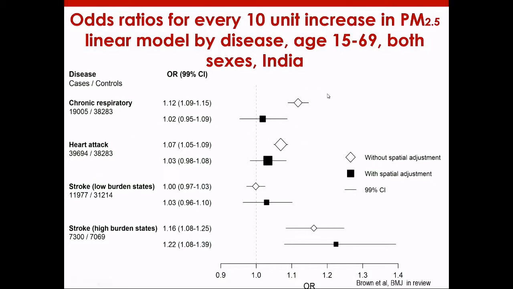And the conclusion is that chronic respiratory disease does seem to have an excess, but not when you take into account that it's also spatially clustered in the same places as in the north. Heart attack is a modest risk, but even more modest once you take into account the spatial clustering. And stroke has a very interesting pattern. Really no association of particulate matter with stroke in the low burden states, but in the high burden states, there is an association, and it doesn't make much of a difference with spatial adjustment.